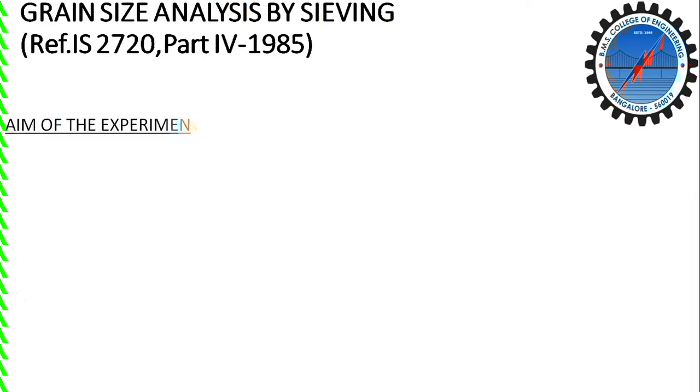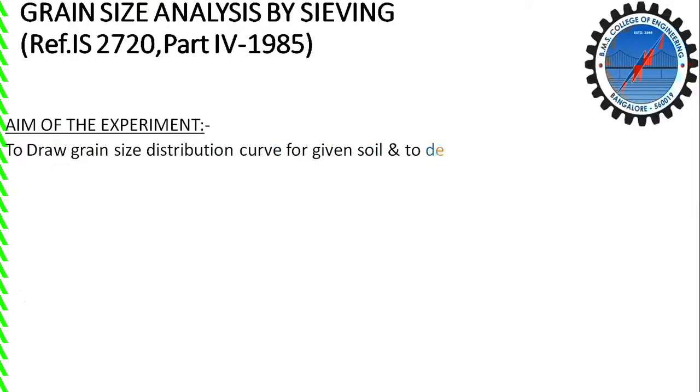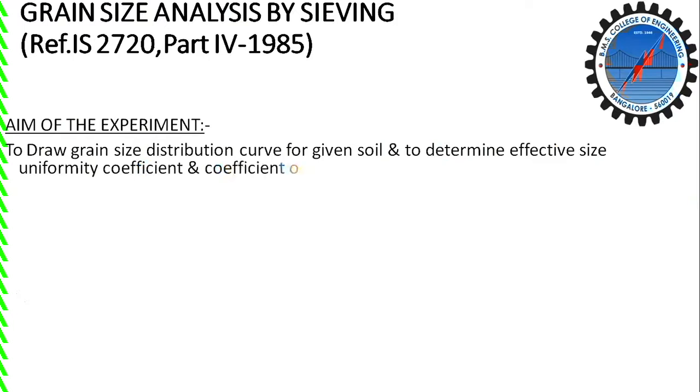What is the aim of the experiment? To draw the grain size distribution curve for a given soil and to determine the effective size, uniformity coefficient and coefficient of curvature of the given soil sample. That means Cu and Cc of a given soil sample.